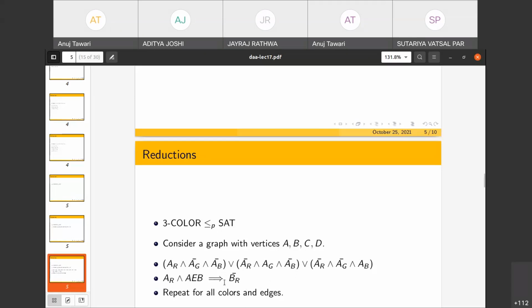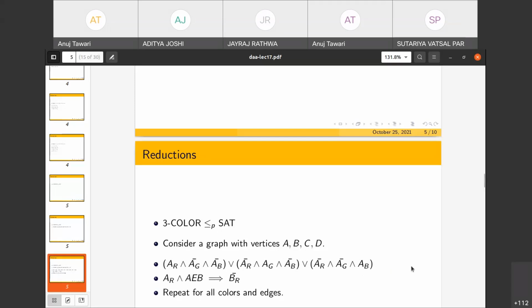So don't worry about this implies thing, because if A implies B, you can write it as not A or B. Okay. So this is a standard theorem in logic, and it's very easy to verify. So what we have is, for every vertex, you have these three clauses.